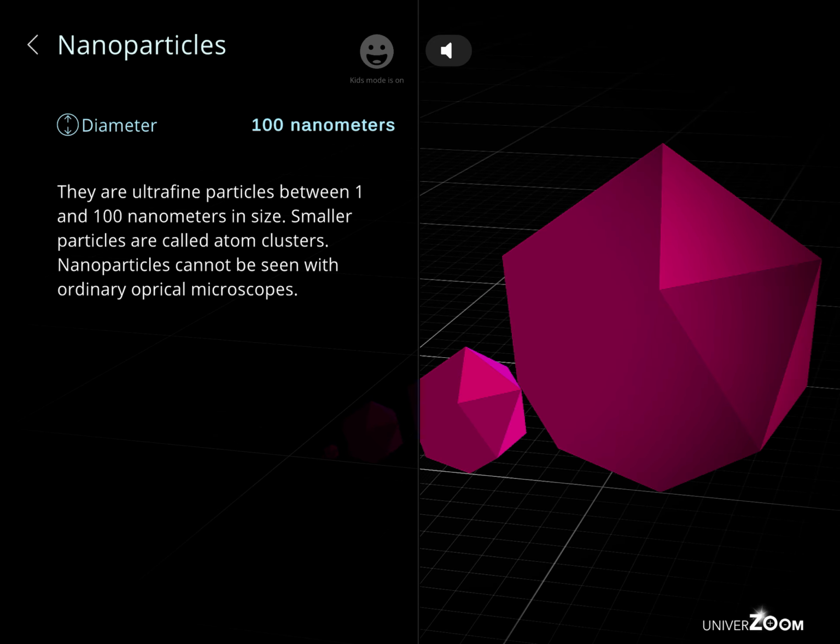Nanoparticles. Diameter 100 nanometers. They are ultrafine particles between 1 and 100 nanometers in size. Smaller particles are called atom clusters. Nanoparticles cannot be seen with ordinary optical microscopes.